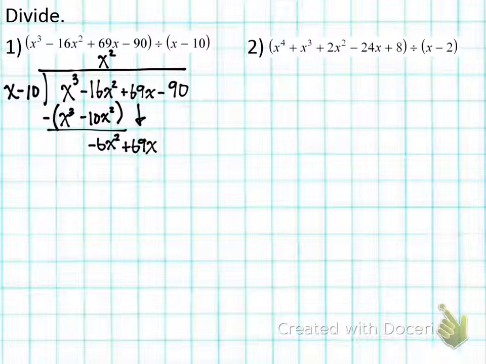Okay, then I ask myself again, starting with the x term over here, what do I multiply x with to get negative 6x squared? I multiply it by negative 6x. So then multiply it out, negative 6x times x is going to be negative 6x squared. Negative 6x times negative 10 is positive 60x.